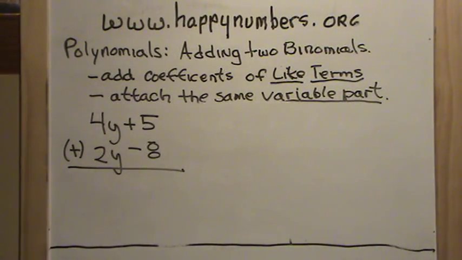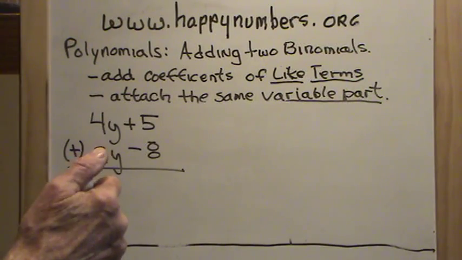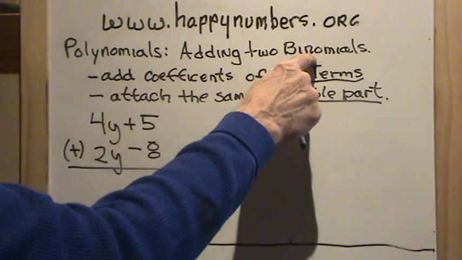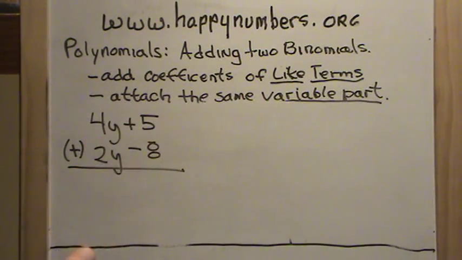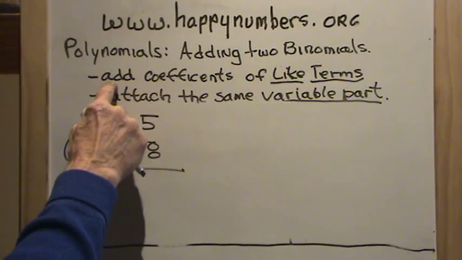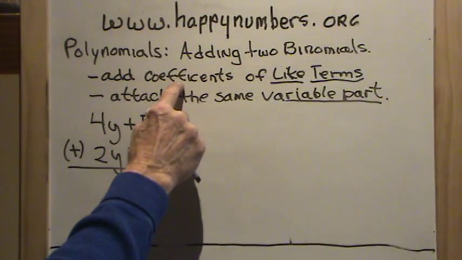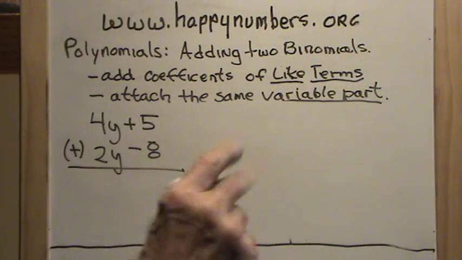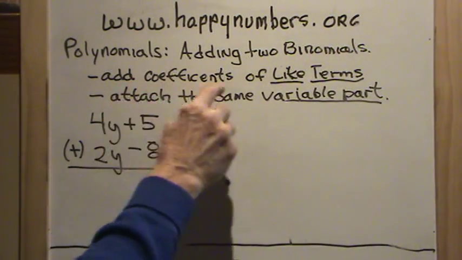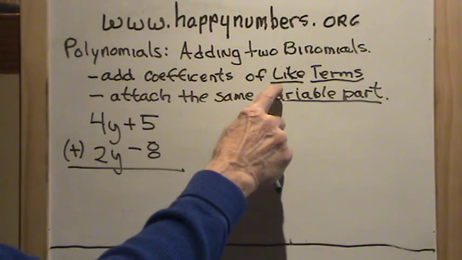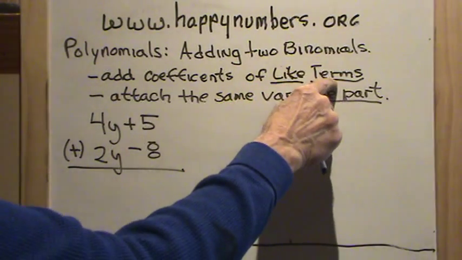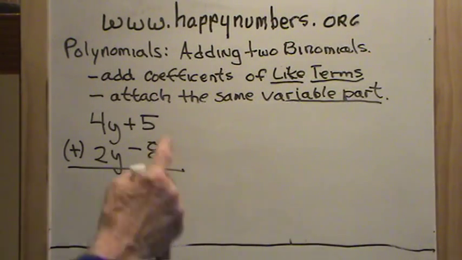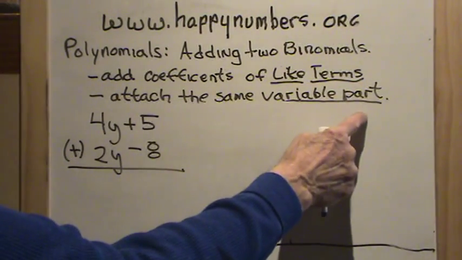Last lesson we worked on adding a monomial and a binomial. Today's lesson we're going to be adding two binomials. Our procedures are basically just the same. We can add the coefficients of each algebraic term in the binomial, and remember the binomial has two algebraic terms. We add the coefficients of each of the like terms. The terms have to be like. That means that their variable parts must be the same. And then we attach the same variable part.